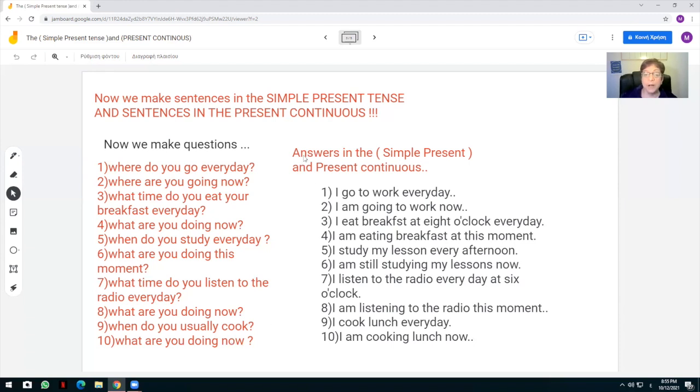The answers. These answers here are in the simple present and in the present continuous. I go to work every day. This is a simple present. I am going to work every day. So we have the I am, which is a verb to be, plus the ing. We put ing here, and now it becomes present continuous.